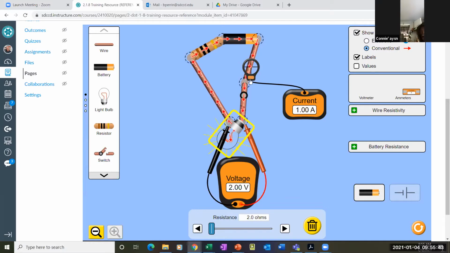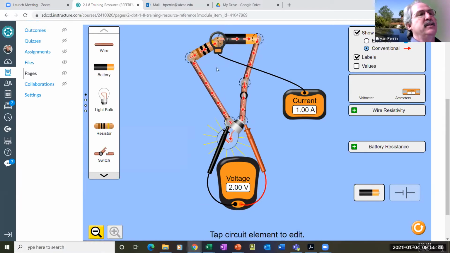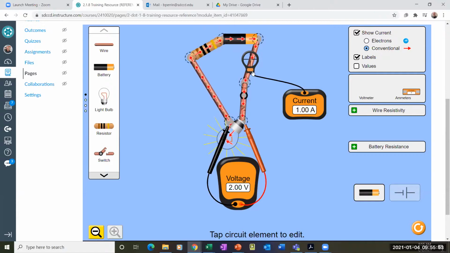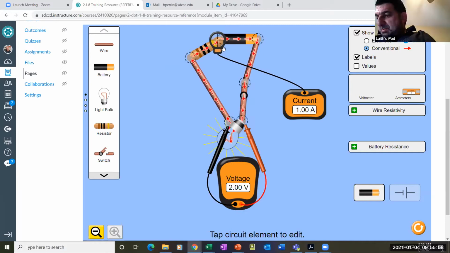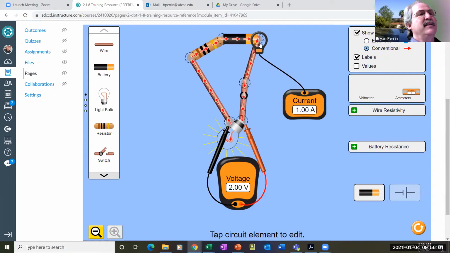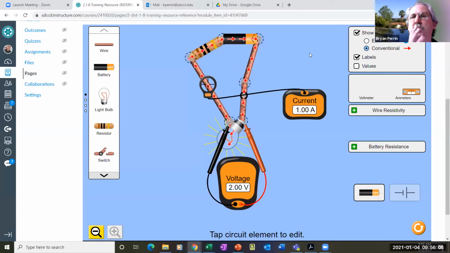But see, here's what's neat. I can test anywhere. See how that's the same everywhere? I don't have to test at the light bulb. I can test here at the battery. I can test on the positive side. I can test on the negative side. I get the same result because in a series circuit, current flow is the same everywhere. Okay, so did this help a little bit, Dell, as far as drawing this out?